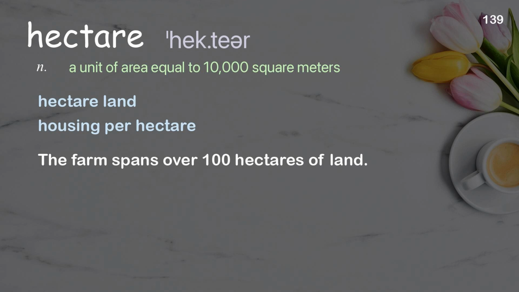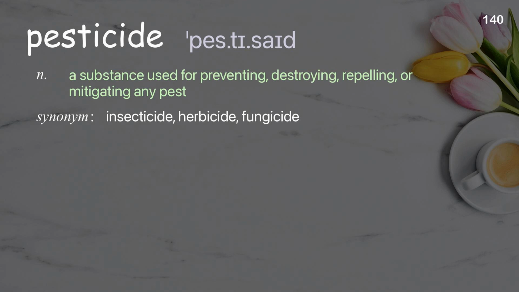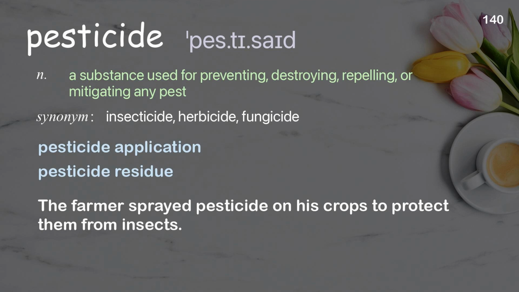Pesticide: a substance used for preventing, destroying, repelling, or mitigating any pest. Examples: pesticide application, pesticide residue. The farmer sprayed pesticide on his crops to protect them from insects.